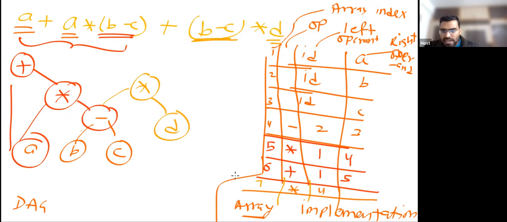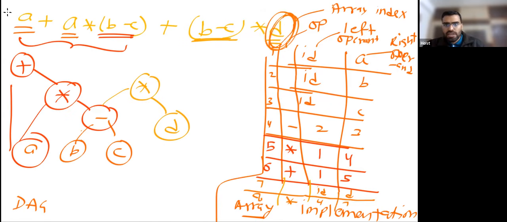Okay, we have to create entry for d. Identifier d. We have to create entry for d, and then we have to create that multiplication is the operator. Then 4 comma 7. We have to create entry for d. Yes or no? So this is how you can do.